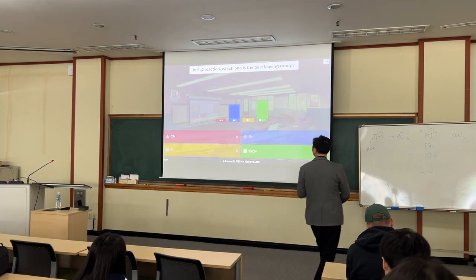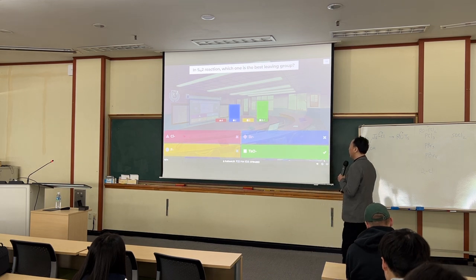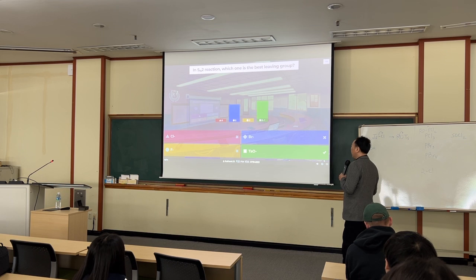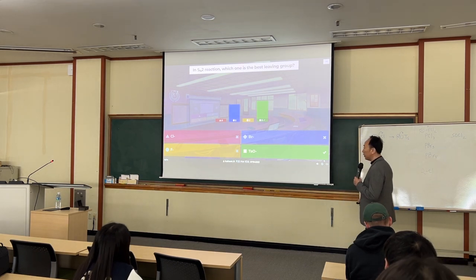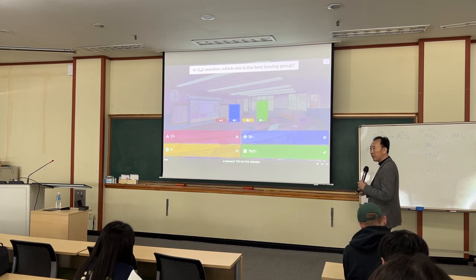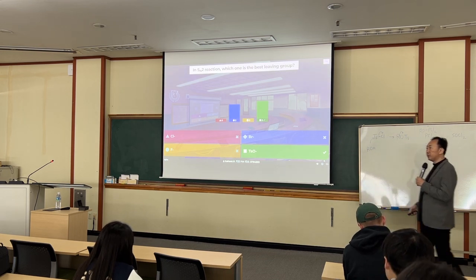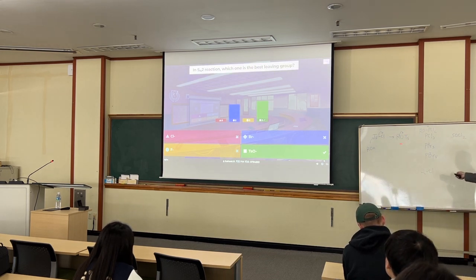Leaving groups: fluoride, chloride, bromide, iodide getting better and better, and iodide and tosylate are similar. Or tosylate is a little better. So tosylate is one of the best leaving groups in SN2 reaction. That's why we went to tosylate as a good leaving group.